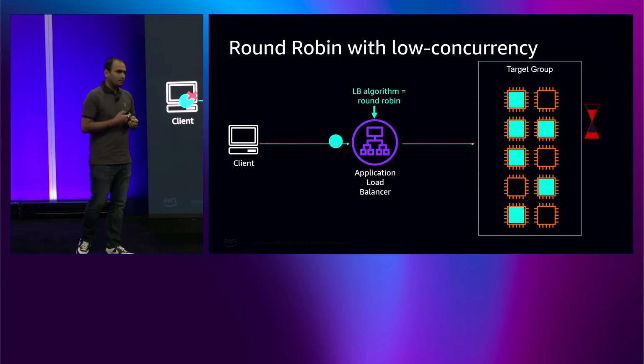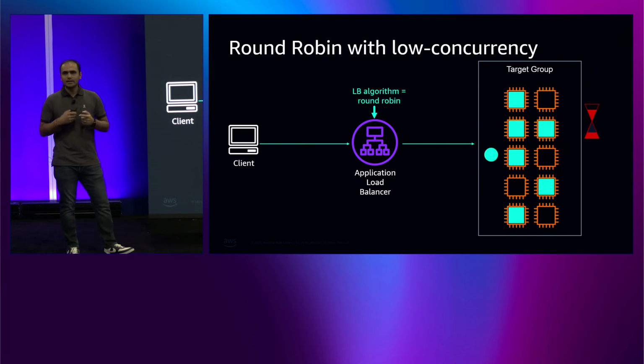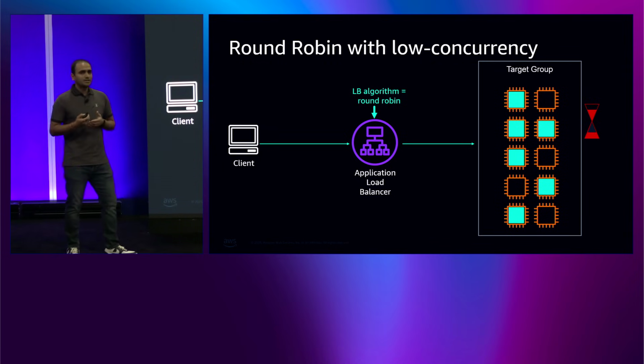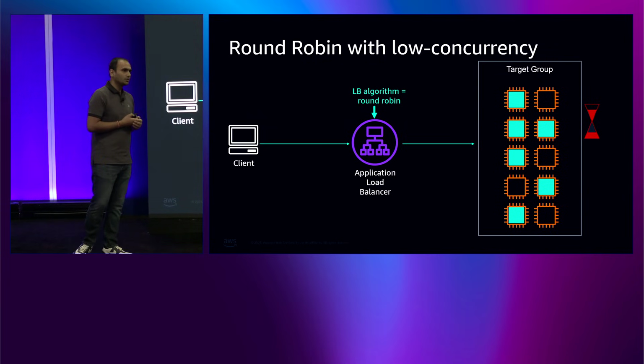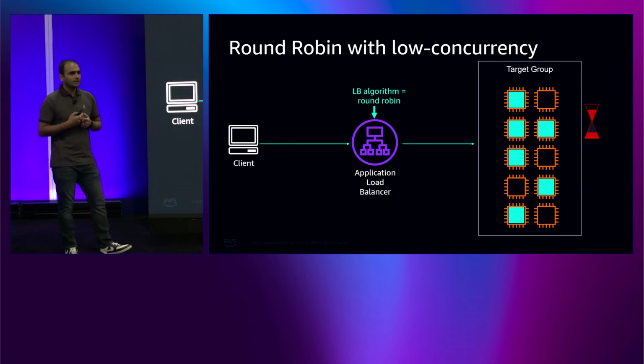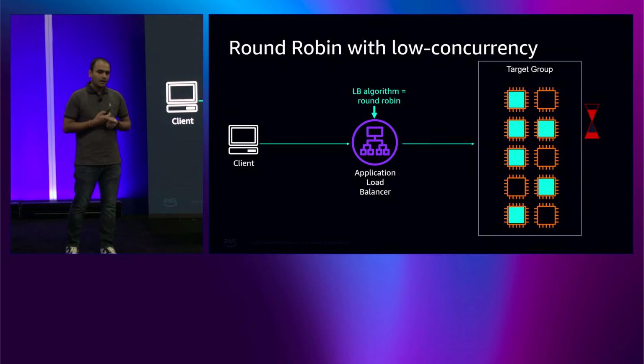As a result, the overall success rate of your application goes down. In other words, the error rate goes up. The requests that are denied have to be retried by the clients, and so the perceived latency of the application goes up. And all this while we have targets that are sitting idle, waiting for requests, that are not receiving requests. So the overall utilization or the efficiency of your target group goes down.